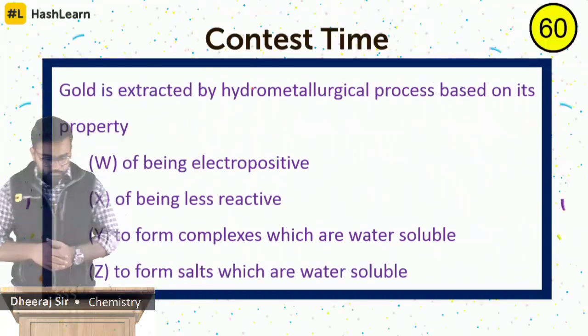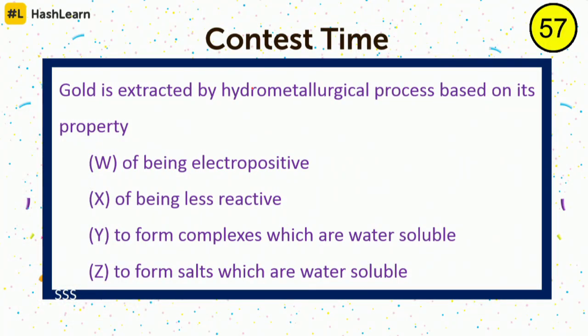Here we go. So we are asking you, gold is extracted by hydrometallurgical process based on what? Based on being electropositive, or being less reactive, to form complexes which are soluble, and the last one is to form salts which are water soluble. So what is it going to be? 27 seconds left, guys. So what is it going to be?